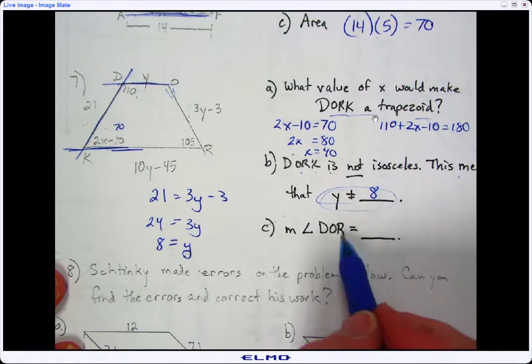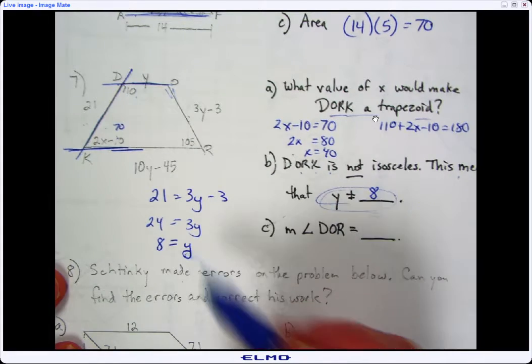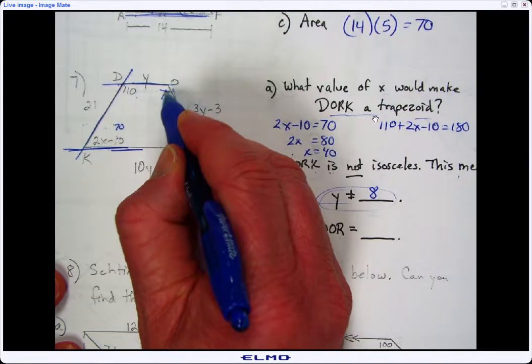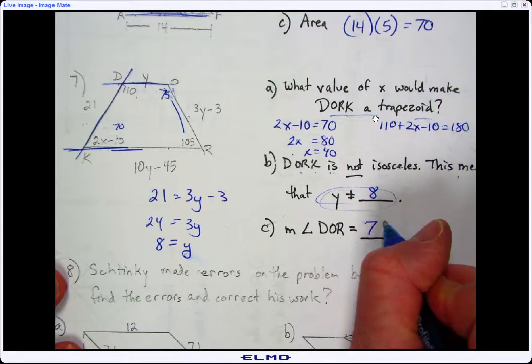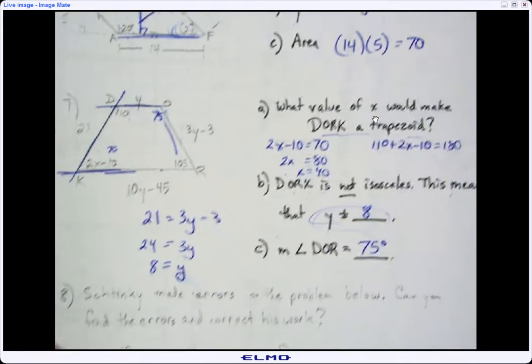Last question, measure of angle DOR if it's a trapezoid would be 75 because these have to add to 180. I think the 105 was supposed to be up there, but we'll just pretend it's to scale.